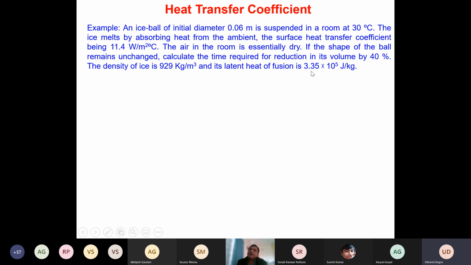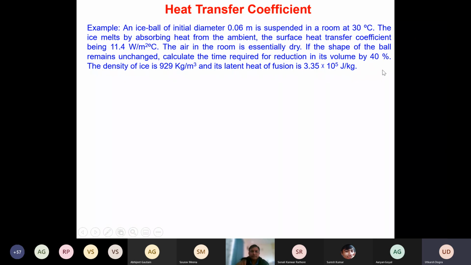So this is an unsteady state heat transfer problem, but what we are looking at here is the heat transferred from the ambient to the ice ball, and that leads to the melting of the ice ball, and because of that the size of the ice ball is going to decrease, isn't it? Now the question here is how much time we will require in order to reduce the ice ball from 0.06 meter to its new volume, which is lower by 50%. Okay, so that's what we are saying, the reduction in its volume by 50%.